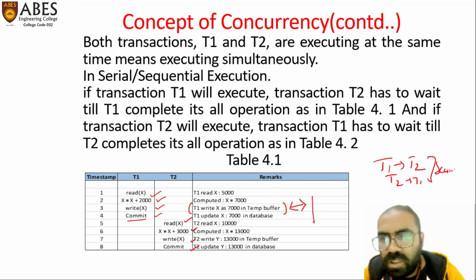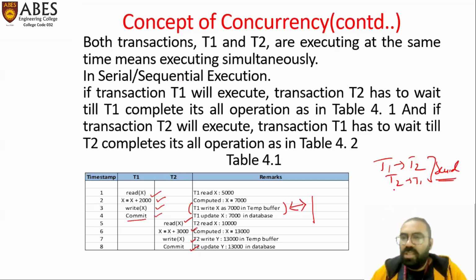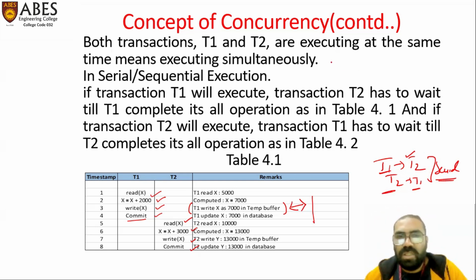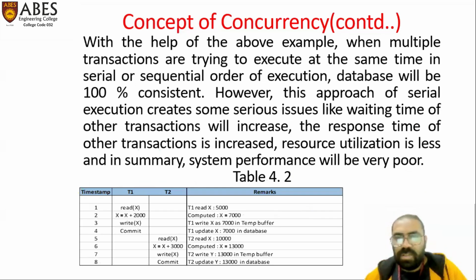This is a serial order of execution. T2 will start only when T1 finishes, and T1 will start only when T2 finishes. With the help of this example, when multiple transactions try to execute at the same time, a serial order of execution keeps the database 100% consistent. That is one of the most important points, and this is our goal also: we need the table to be consistent, so our database stays consistent.